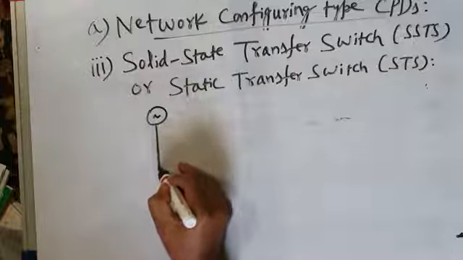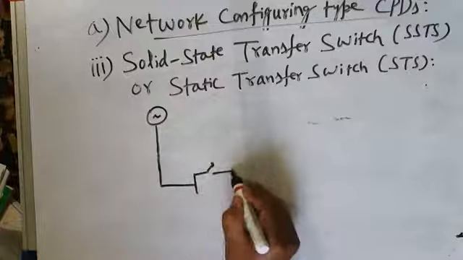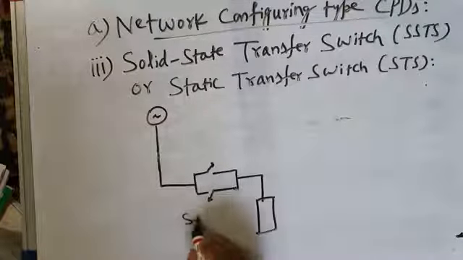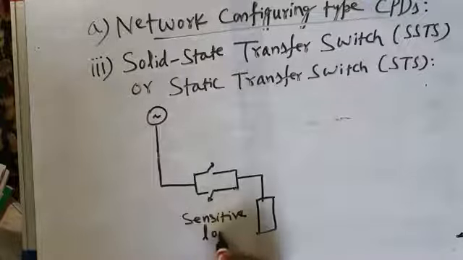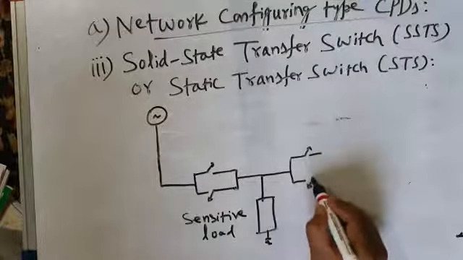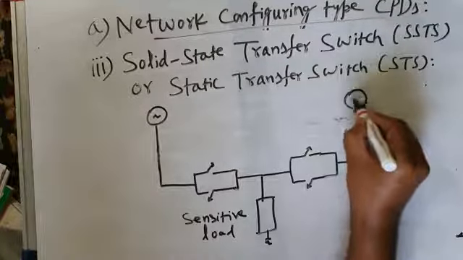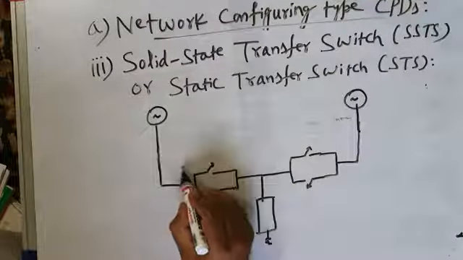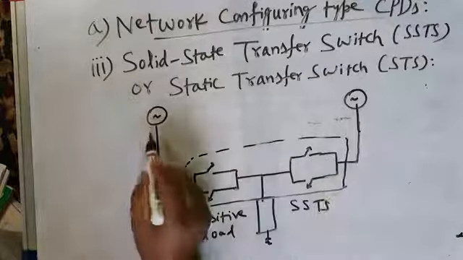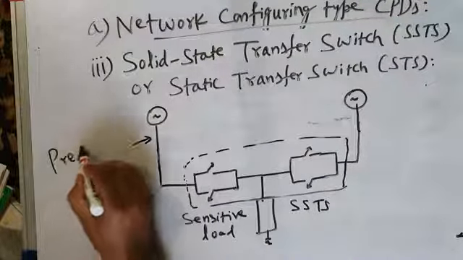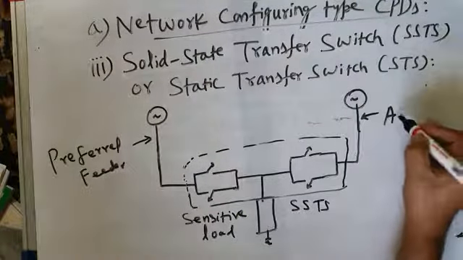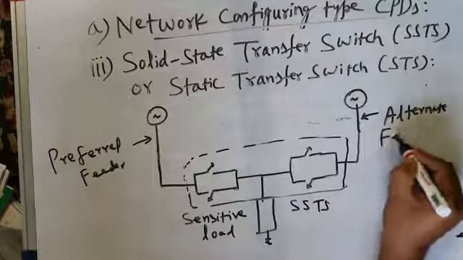Let me first of all draw. This is the sensitive load. I will write here sensitive load or critical load. So here you have two feeders. This is the solid state transfer switch, SSTS. This is called the preferred feeder. And this is another feeder. It's called the alternate feeder. So actually your load is a sensitive load.